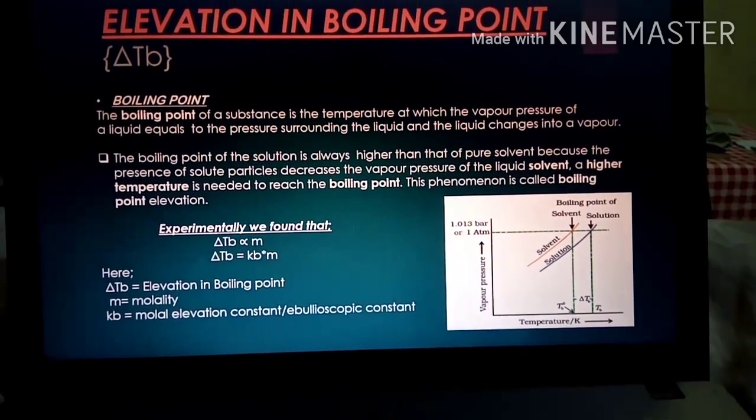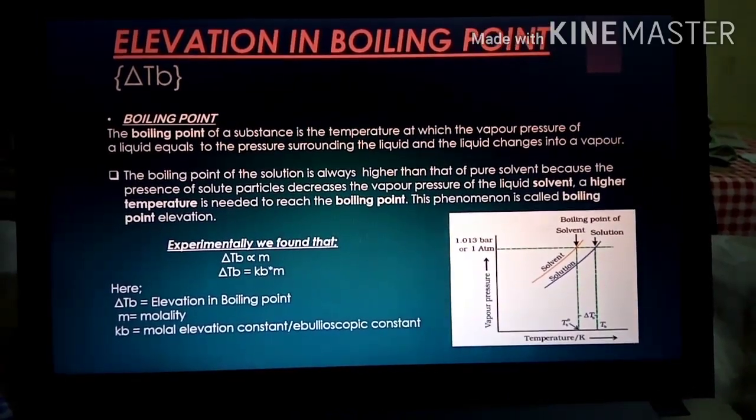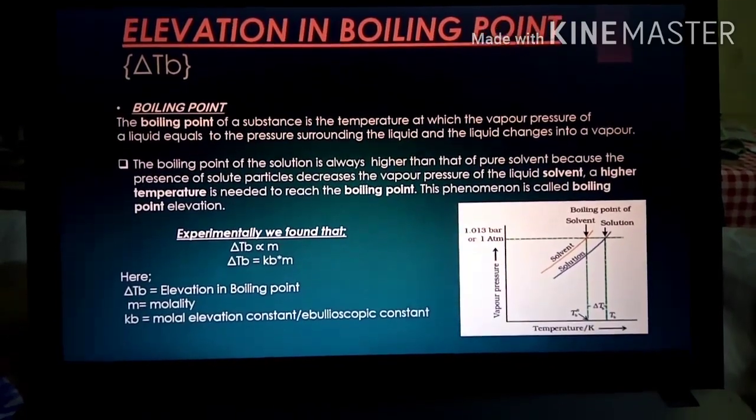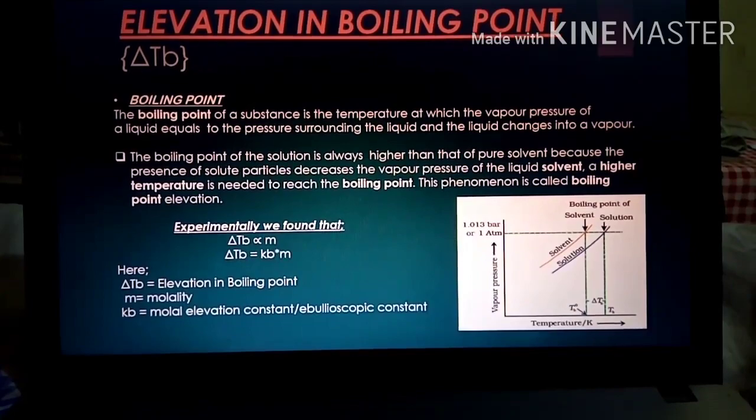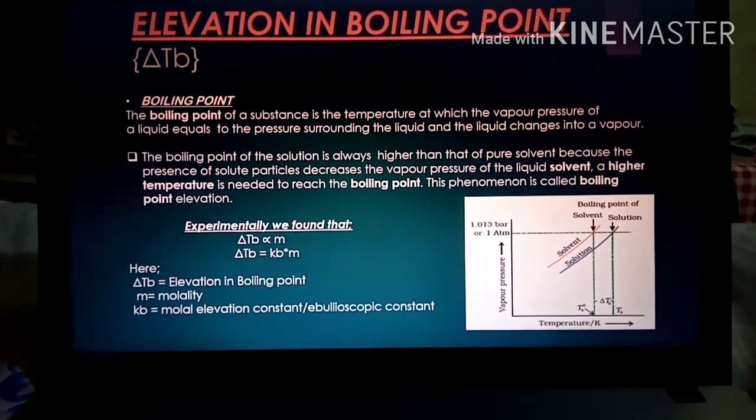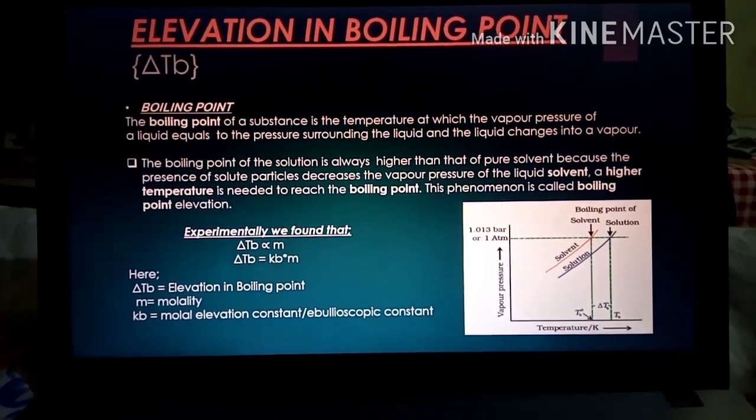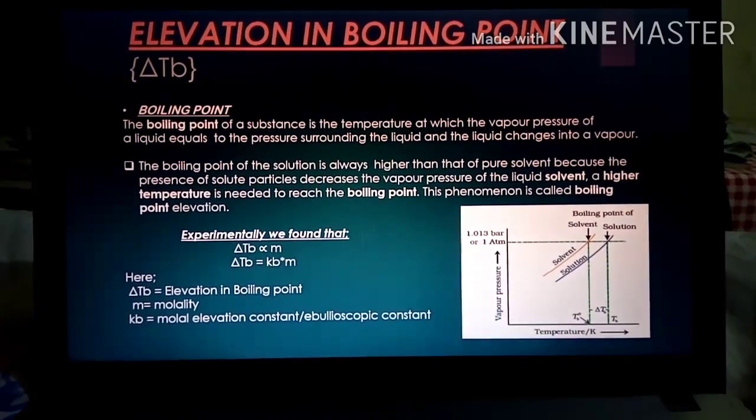Experimentally, we found that delta TB, which is elevation in boiling point, is directly proportional to the small m, which is molality. So delta TB, when we remove the proportionality sign, a constant comes, the molar elevation constant or ebullioscopic constant, that is Kb into m.